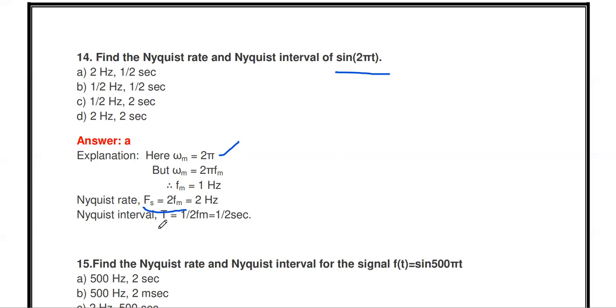And what is the Nyquist interval? The reciprocal of the Nyquist rate is called the Nyquist interval. So the Nyquist interval is equal to 1 divided by Fs, so 1 by 2 seconds. The unit for Nyquist rate is hertz since it is a frequency, and Nyquist interval is a time, in seconds. So the answer is 2 hertz, 1 by 2 seconds. This is the answer.